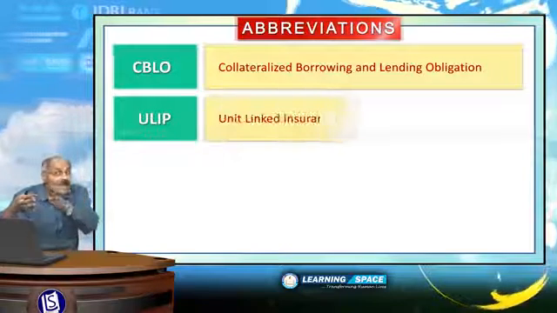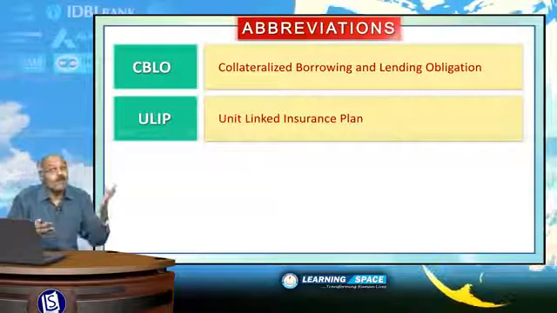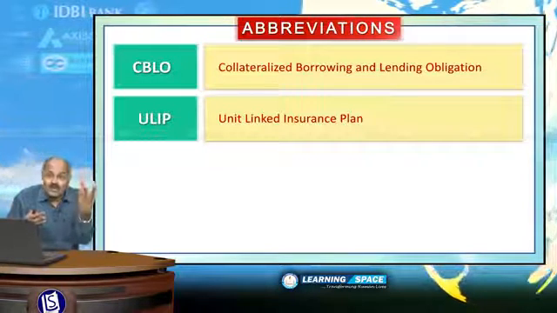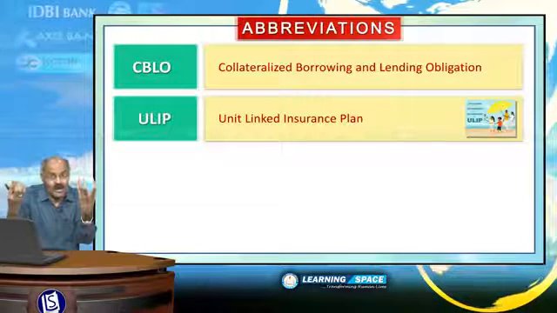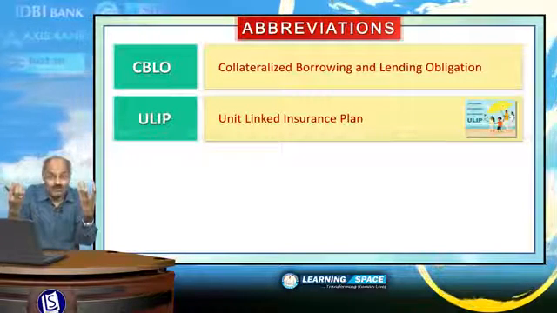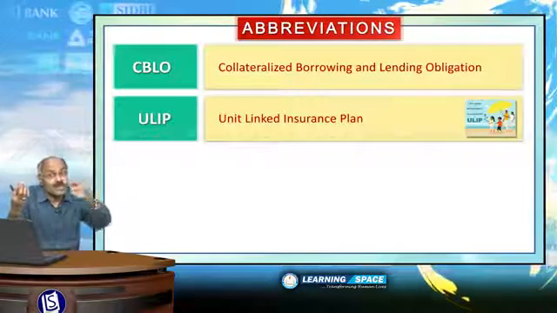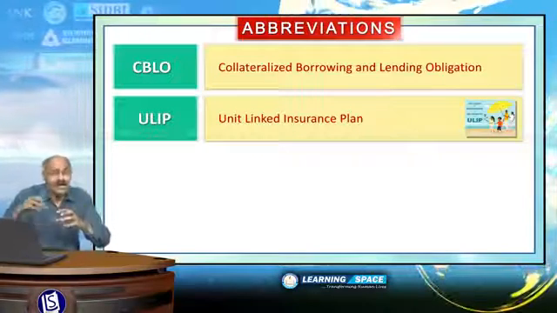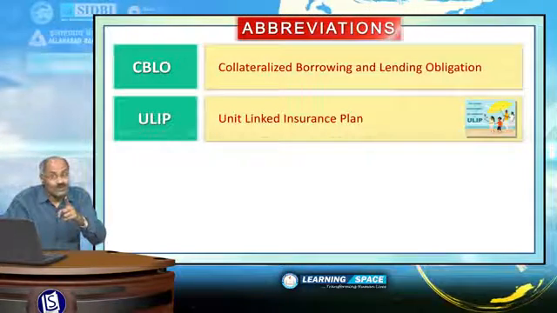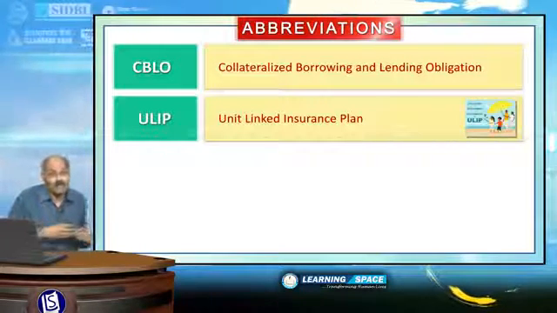ULIP is unit linked insurance plan. Unit linked insurance plan combines not only insurance but also investment. When you combine both the properties of insurance and investment, it is called a unit linked insurance plan, and the regulator for ULIPs is IRDAI. Please don't forget, IRDAI is headquartered in Hyderabad.